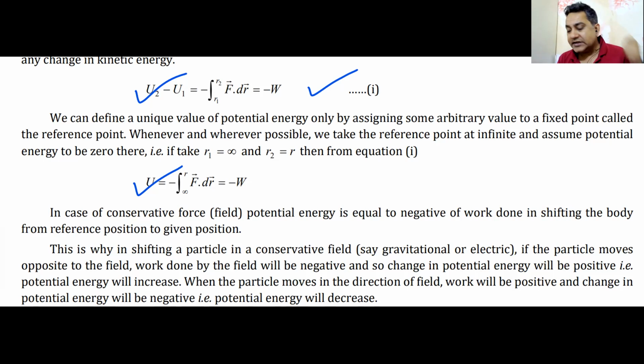For gravitational potential energy, ground will be taken as zero, above will be positive, below will be negative. For spring potential energy, natural length is zero, extension is positive, compression is also positive. On that positive note, I will finish today's class.